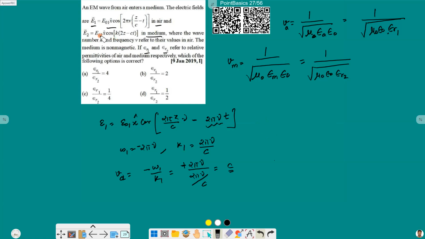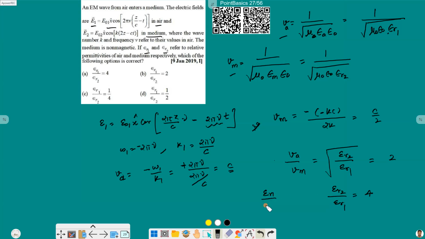Now similarly, for the second medium, the velocity of the wave inside the medium will be negative of ω, that will be k times c, or negative kc, divided by twice of k. So that will be c/2. Now if we divide both of these, what will we get? We will get v_a/v_m equal to the square root of ε_r2/ε_r1, and v_a is c and v_m is c/2. So their ratio will be equal to 2, and from this ε_r2/ε_r1 will be equal to 4, and ε_r1/ε_r2 will be equal to 1/4.